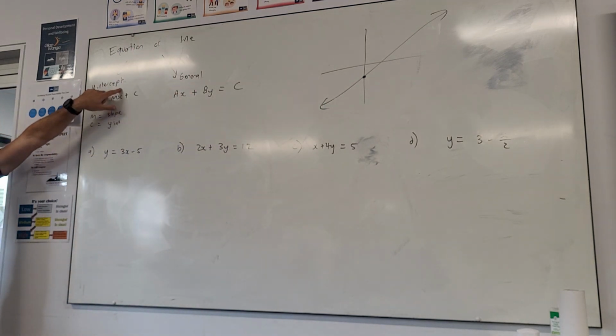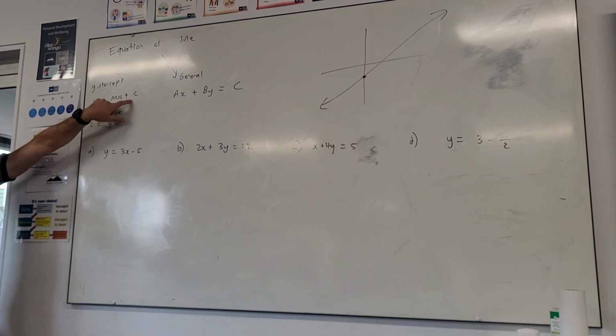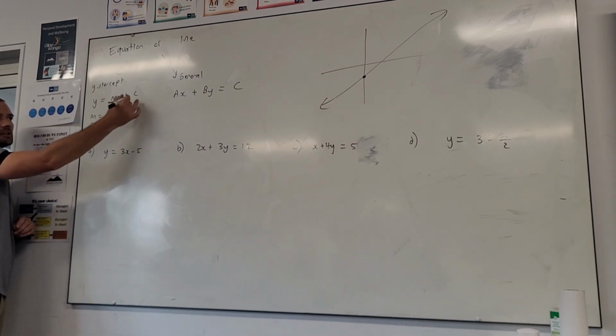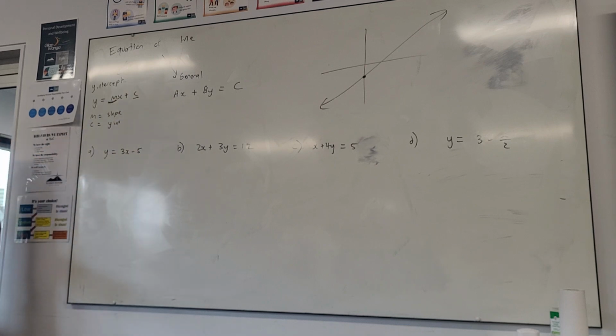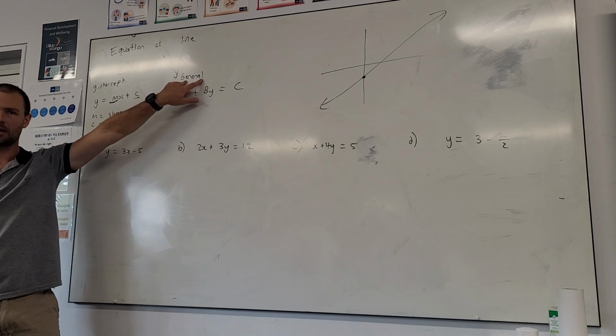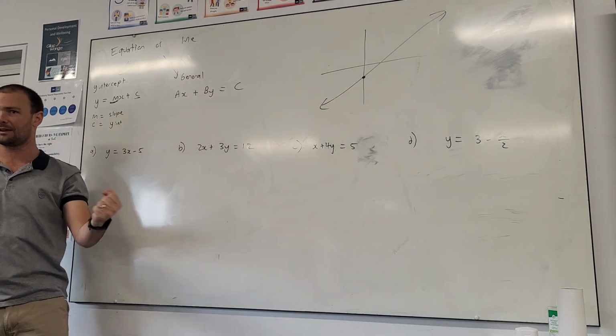We have what's called y-intercept form, which is where we have y equals mx plus c. It's very useful because you can see the slope very clearly, and you can see the y-intercept very clearly. We have general form, okay? General form is particularly useful when we want to graph because it's very easy.